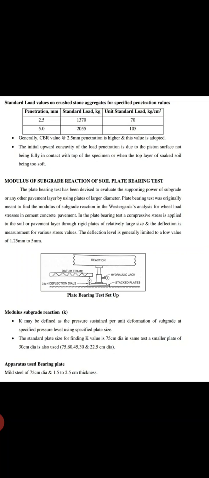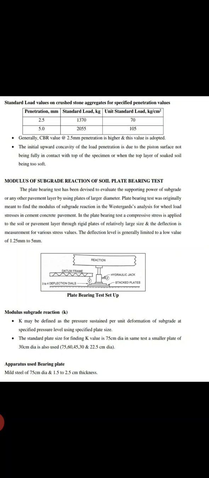The plate bearing test was originally meant to find out the modulus of subgrade reaction in the Westergaard analysis for wheel load stresses in cement concrete pavement. In the plate bearing test, compressive stress is applied to the soil or pavement layer through rigid plates of relatively large size, and the deflection is measured for various stress values. The deflection level is generally limited to a lower value of 1.25 mm to 5 mm.